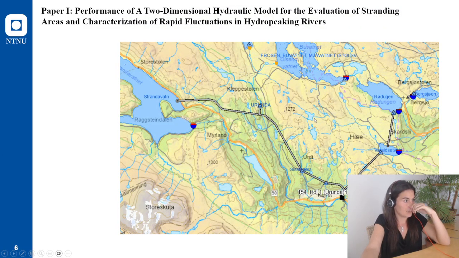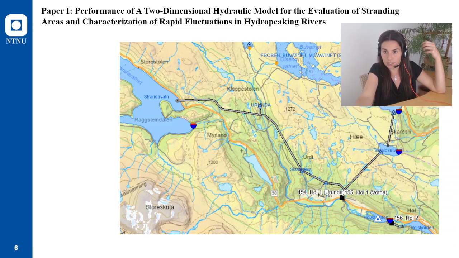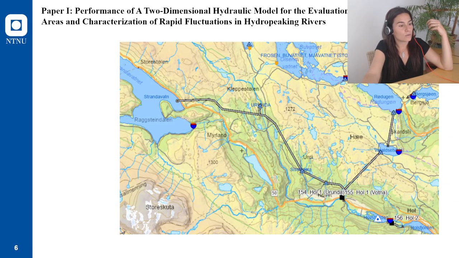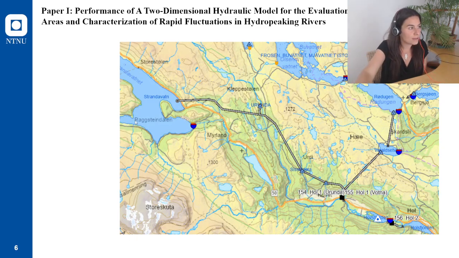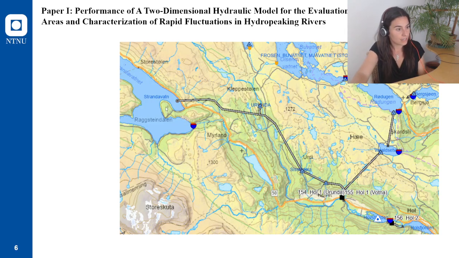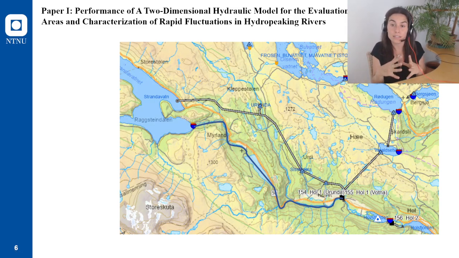So what is this thing of hydropeaking? What are these rapid fluctuations in hydropeaking rivers? Here we find the classical scheme, I'm just going to move myself so you can see better. We have upstream here a lake, and this would be the natural path that the water would flow if there were no structures, if it was completely natural.